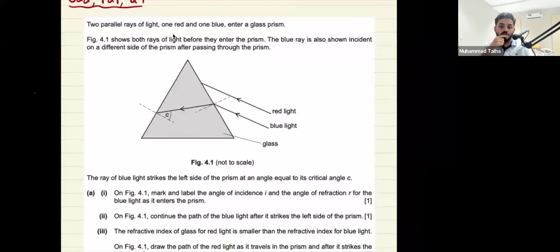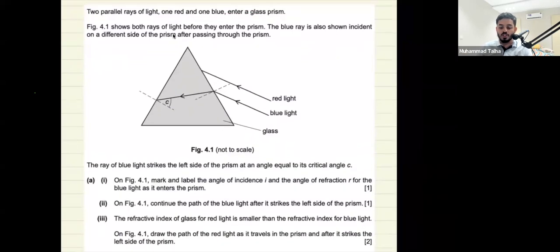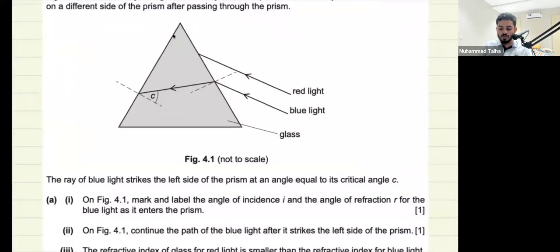This is a question which is on dispersion in a way and also on refraction. Two parallel rays of light, one red, one blue, enter the prism. Figure 3.1 shows both rays of light before they enter. The blue ray is also shown incident on a different side of the prism after passing through it. On 4.1, mark and label the angle of incidence and the angle of refraction for blue light. The examiner has been nice enough to draw the normal for you and give you a hint already. Always know that all angles are marked with respect to the normal. So this would be the angle of incidence. This would be the angle of refraction.